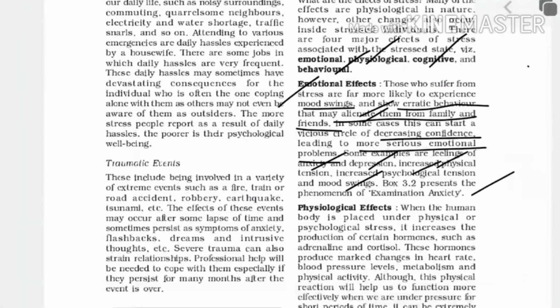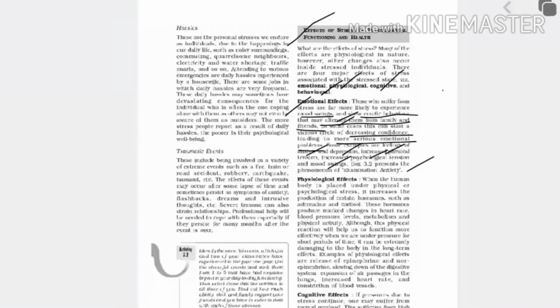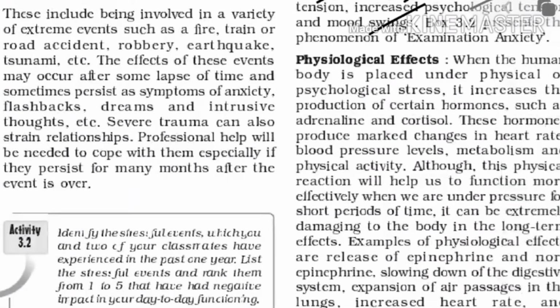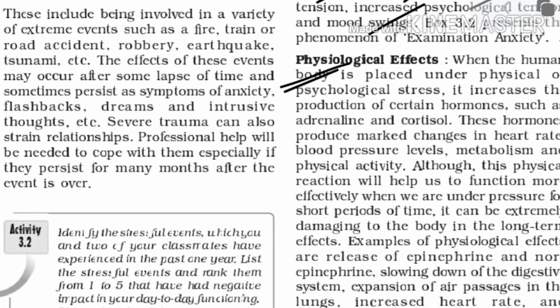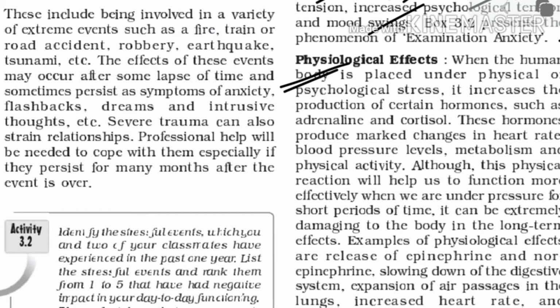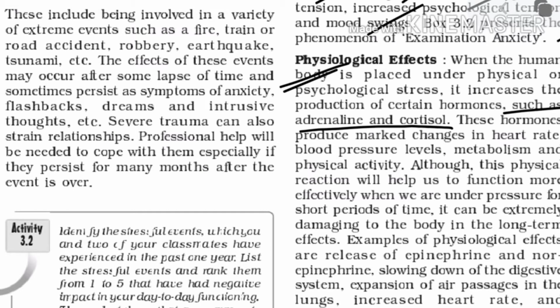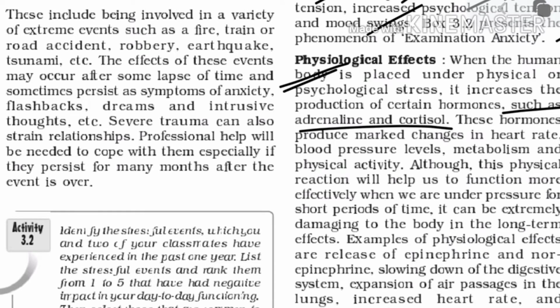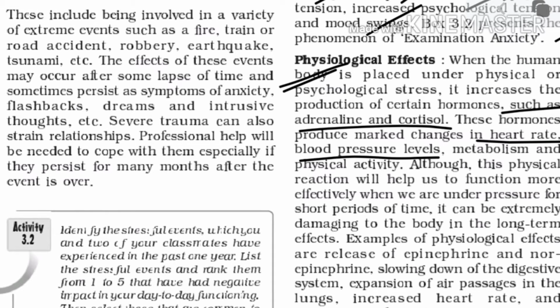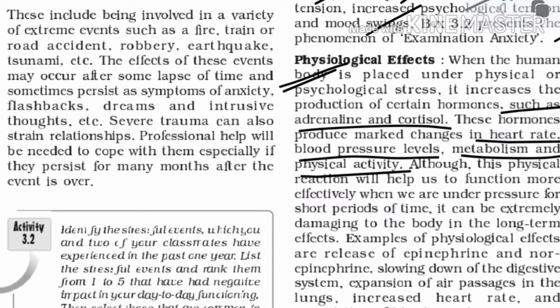And next we have physiological effect. So in physiological effect, we learn mostly about the body. Okay, physiology means body. So when the human body is placed under physical or psychological stress, it increases the production of certain hormones such as adrenaline and cortisol. These hormones produce marked changes in heart rate, blood sugar level, metabolism, and physical activity, right?